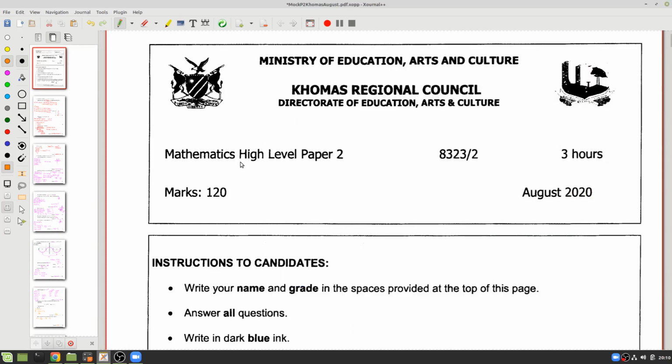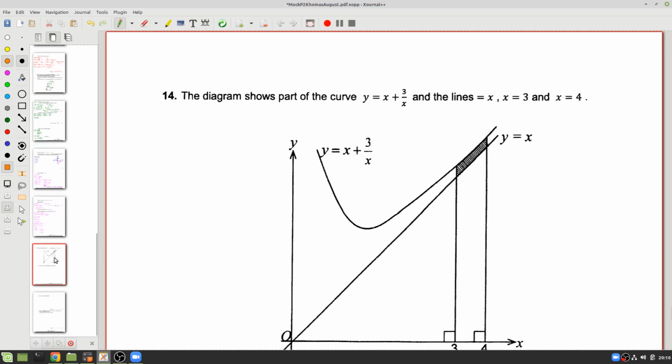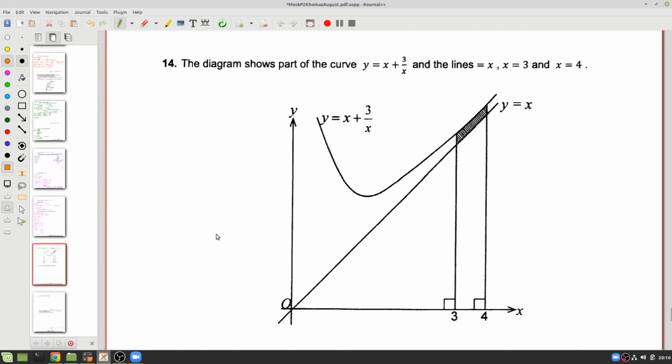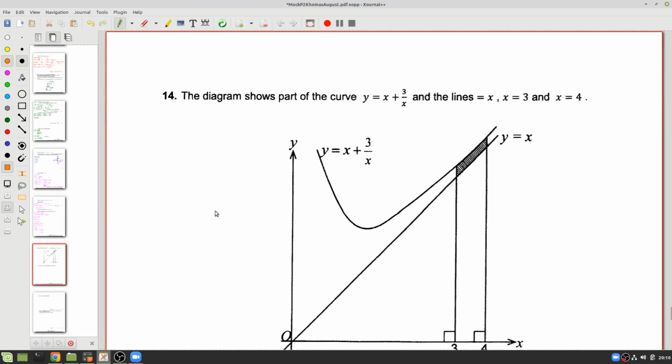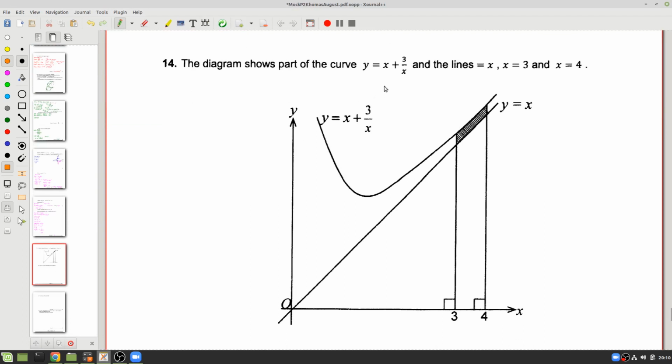Alright, so we are here with the last question of the Mathematics Higher Level Paper 2 for the Khomas region in August 2020. So the last question here down at the bottom, question 14. The diagram shows part of the curve y equals x plus 3 over x and the line y, I'm assuming that means y equals x for this line, x equals 3 and x equals 4 here.